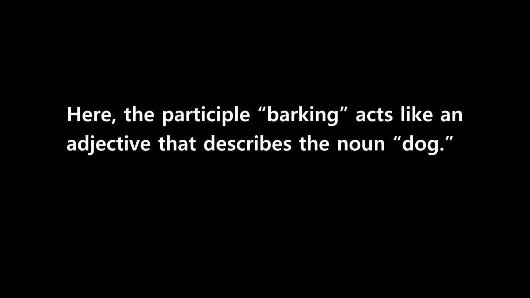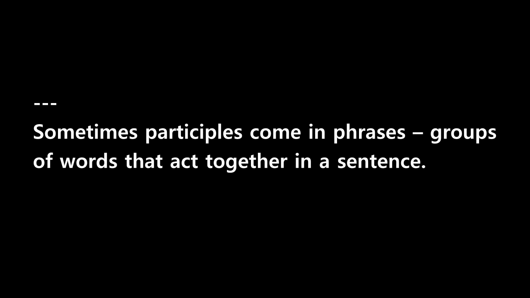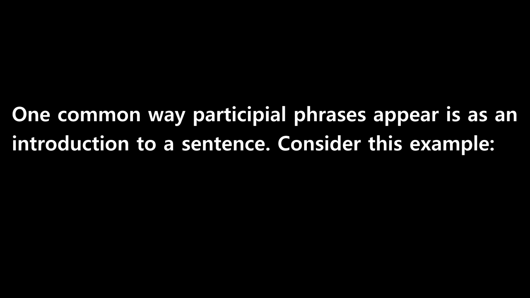Consider this example. The barking dog woke up the whole neighborhood. Here, the participle barking acts like an adjective that describes the noun dog. Sometimes participles come in phrases, groups of words that act together in a sentence. One common way participial phrases appear is as an introduction to a sentence. Consider this example. Barking loudly, the dog woke up the whole neighborhood.